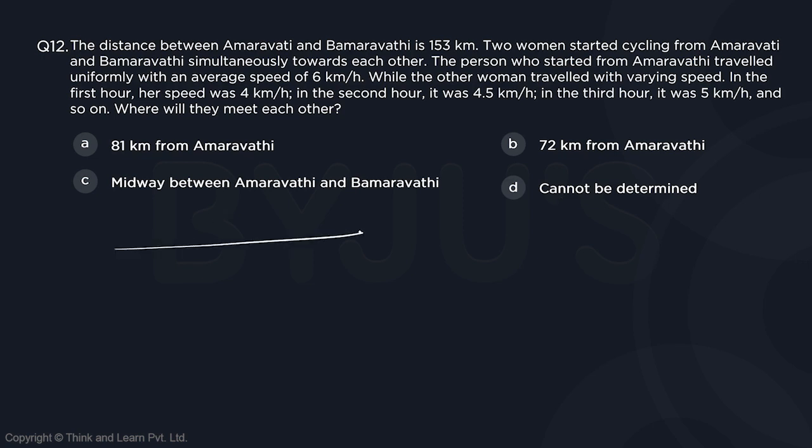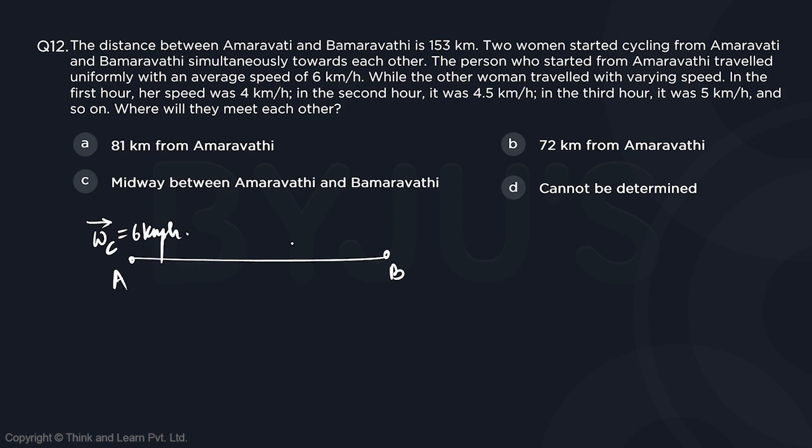So if we draw the trajectory, let's say A is to the left, B is to the right, Amravati and Bamravati. And there are two people. There is one woman whose speed is constant, 6 kmph, traveling from A. And then there is a woman whose speed is variable, traveling from Bamravati, whose speed is 4 and then 4.5 and then 5 and so on. And the entire distance between them is 153 kilometers.